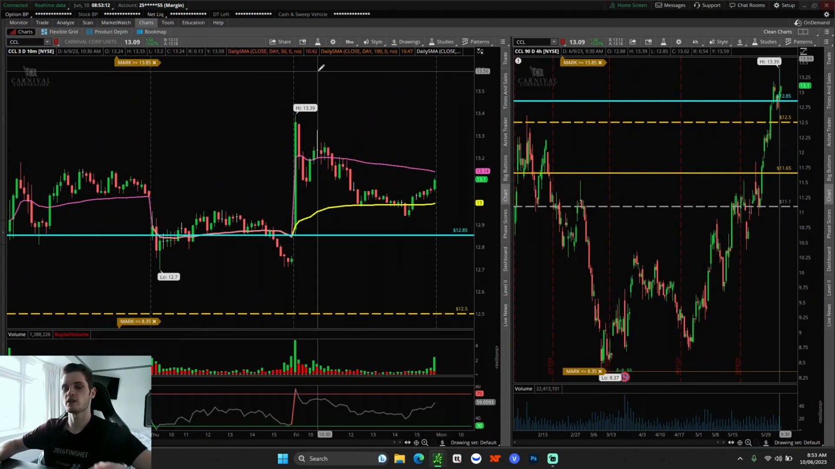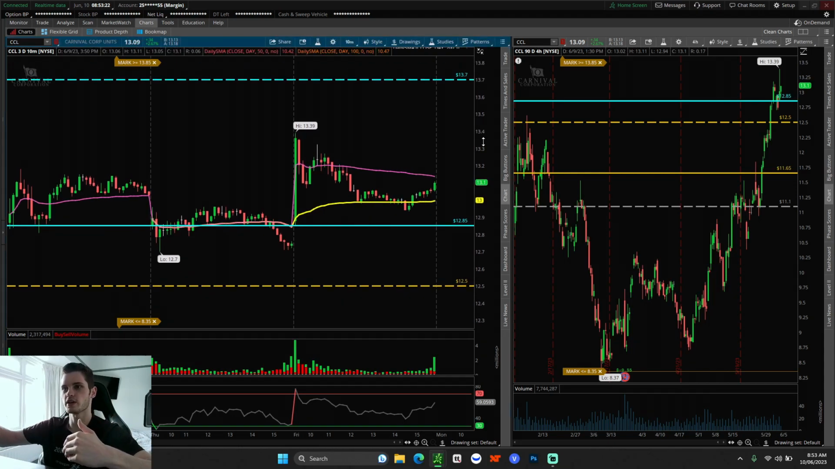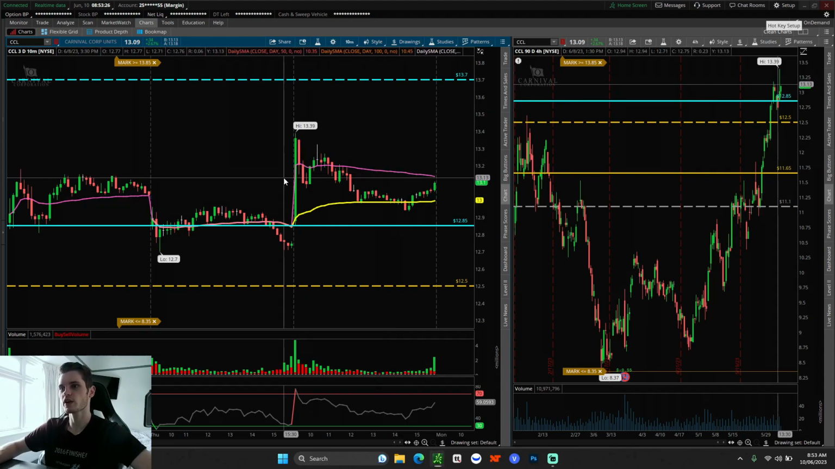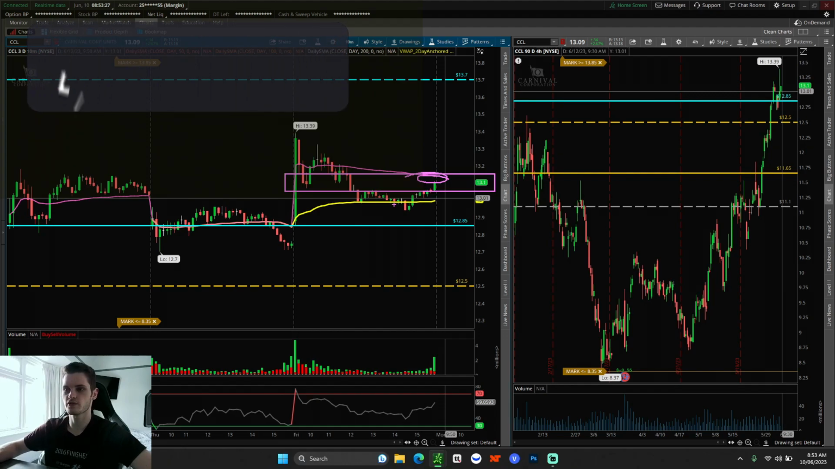Whether you're a reversal trader or a trend trader, you're going to look at these levels differently. As a trend trader, the resistance is most likely going to be used as targets. If you're a reversal trader, obviously we're looking to play back down to that fair value. So right now we're sitting at $13.10 at the close of Friday.